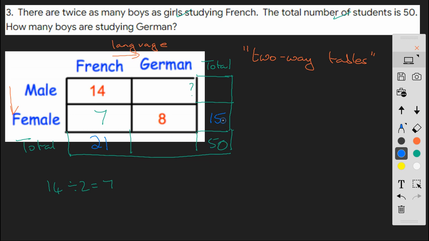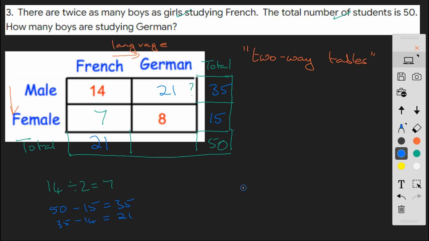If in total there are 15 girls and altogether there are 50 students, then that means we can work out the number of boys. 50 take away 15 is 35. So there must be 35. Now, if I know that there are 35 boys, 14 have studied French, then I can now work out this gap here. 35 take away 14 is 21.